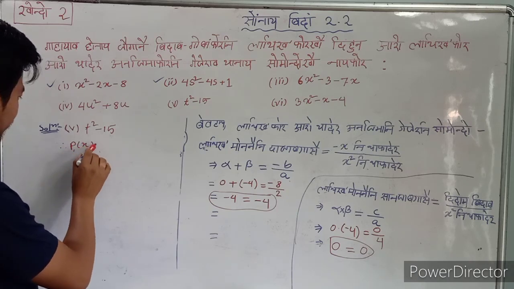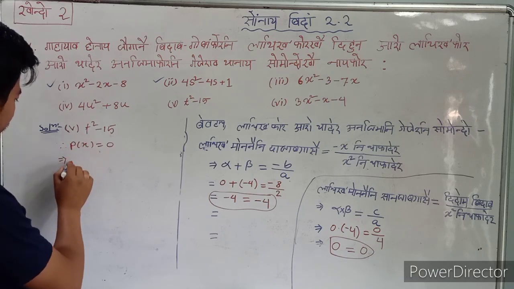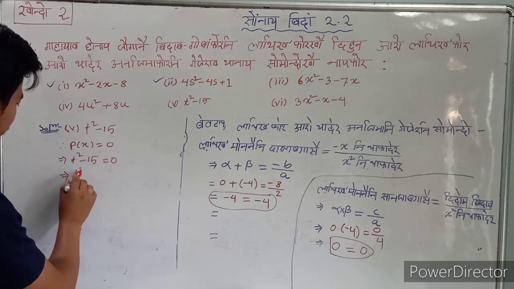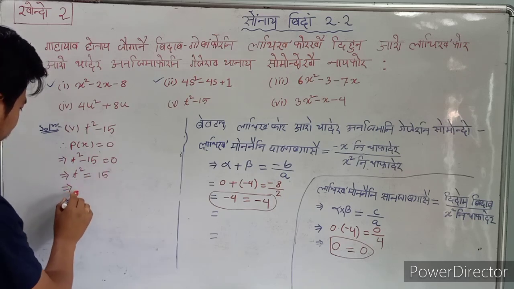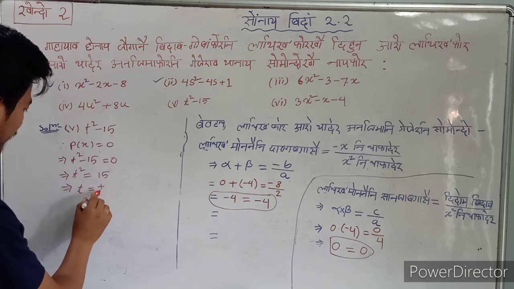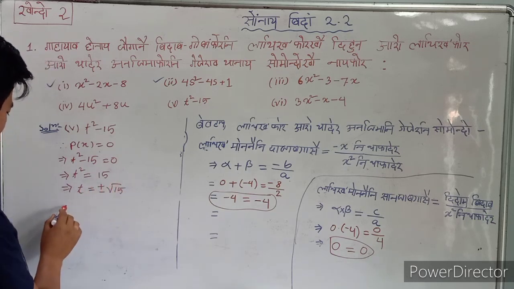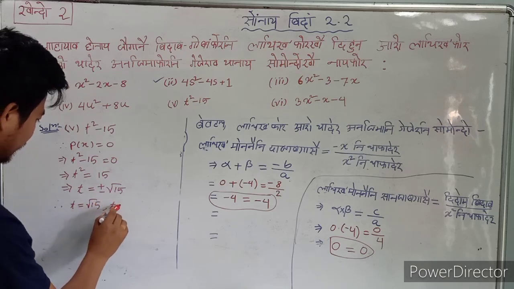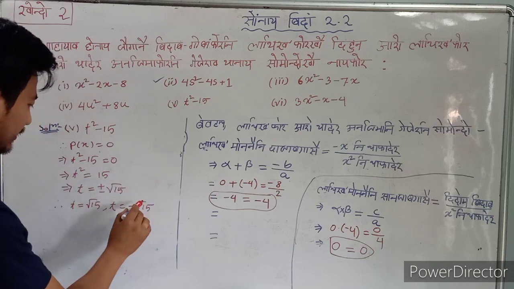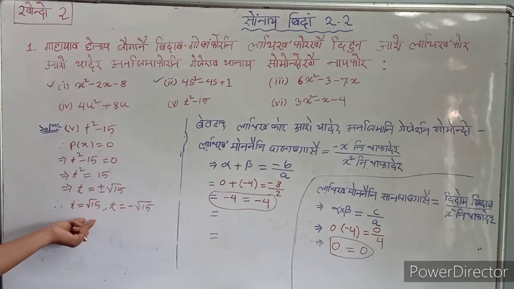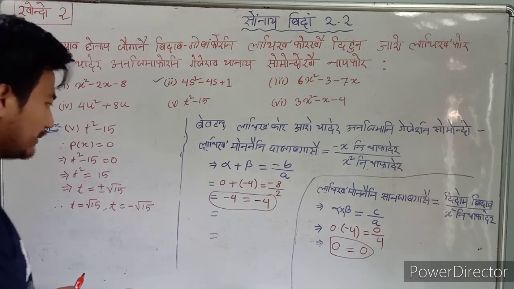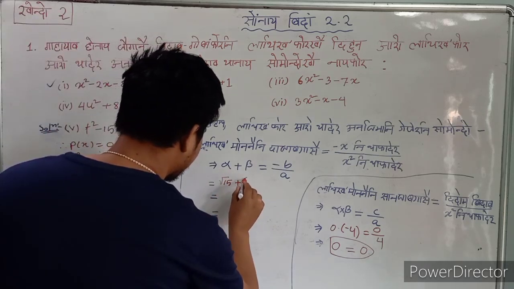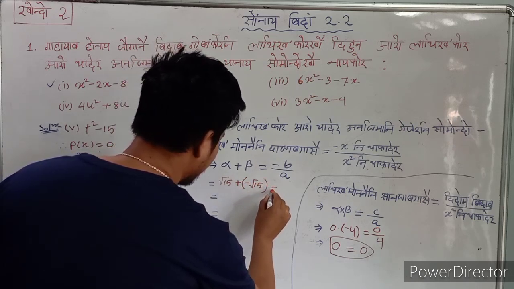Behind the polynomial, P of x is equal to 0. So P of x, meaning T square minus 15 is equal to 0. So T square is equal to 15. If I take the square root, T is equal to plus or minus root over 15. So we are finding what T is equal to: root over 15, and the other one is T is equal to minus root over 15. So alpha is root over 15, plus, minus root over 15 is equal to minus b.